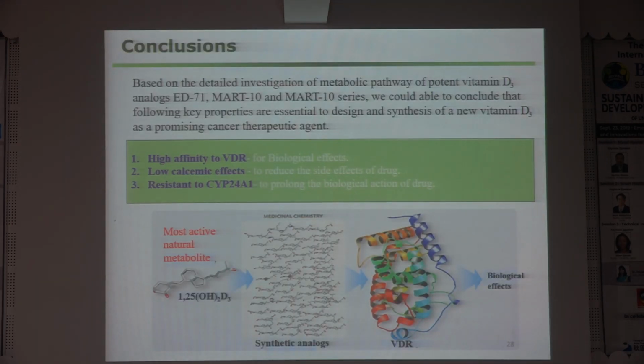Now here I conclude my study, today's talk, that the three properties are very important to design or synthesis of the vitamin D3 analogs for the promising cancer therapeutic agent. First is the high affinity to the VDR. The analog should bind to the VDR very specifically and with high affinity. Second, the low calcium effect. These analogs should have the low calcium effect. And third, they should be resistant to the Sept24A1.